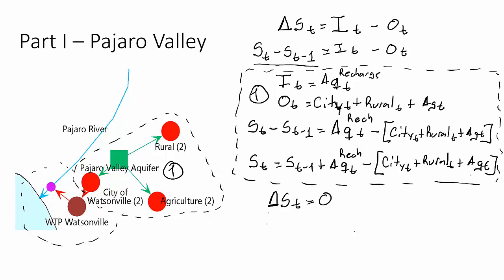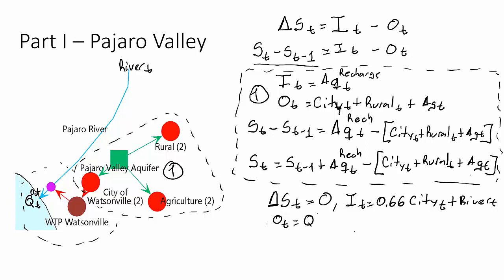In terms of inflows, what we have is 66% of the water demand for the city of Watsonville, those will be the inflows, and also the amount of water coming from the river, and the outflows is pretty much this Q out, this outflow here.